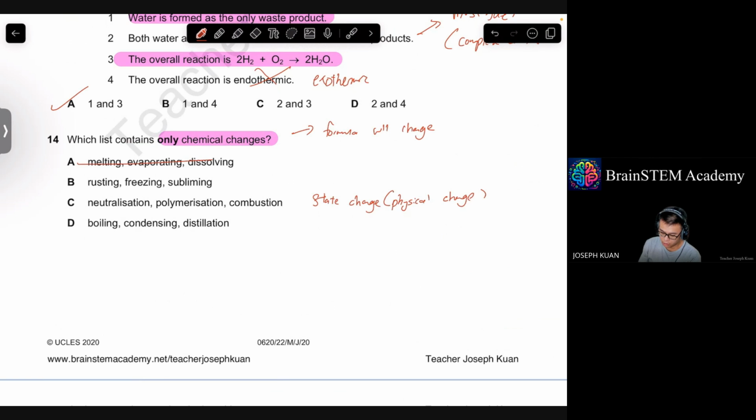So A is definitely wrong. B, rusting is chemical. Freezing and subliming are physical. So the answer is C, neutralization, in which you form a different chemical, for example, acid-base salt. Polymerization, for example, amino acids to protein. Combustion, where fuel containing carbon and hydrogen turns into carbon dioxide and water. That's a chemical formula change. All right, the answer is C.